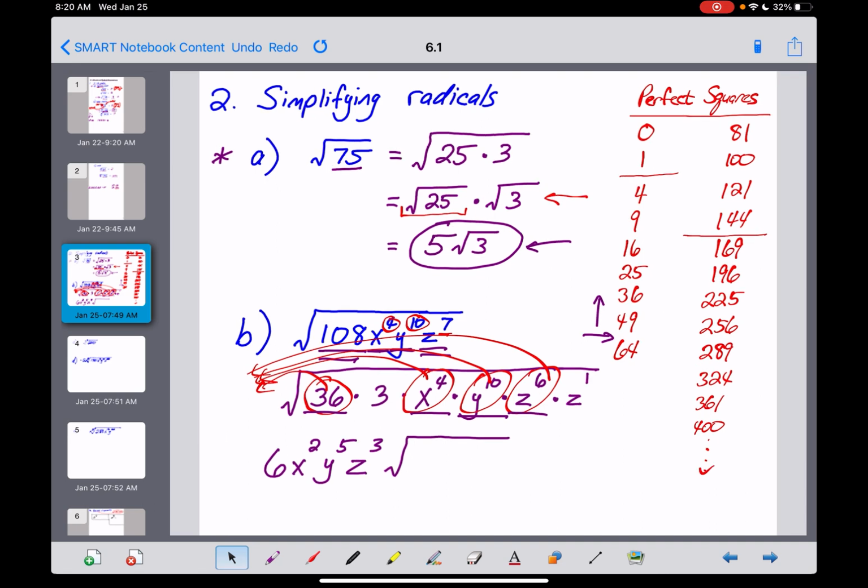Okay, so what are we doing now, guys? What's stuck underneath there is a 3 and then a z. You don't need the 1 right there. And guys, that is our simplified answer here for example 2b. All right, so a lot of your homework in 6.1 is going to deal with this concept right here of simplifying radicals. Okay, so that's how you do square roots.